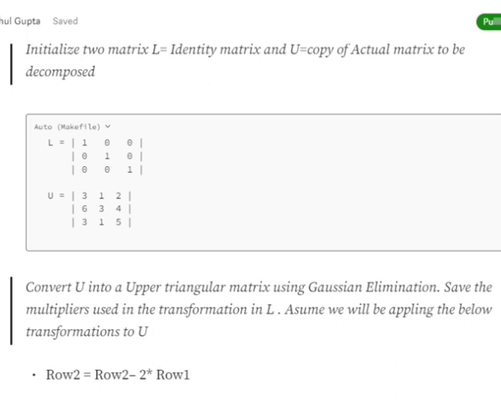Now we will try to convert U into an upper triangular matrix using Gaussian elimination. As I told you, we will use a combination of linear transformations to convert this U into an upper triangular matrix. As you can see, it is not an upper triangular matrix right now, as the values below the diagonal are not 0. So basically we wish to convert 6, 3 and 1, as you can see here, to 0. Then it will become an upper triangular matrix.